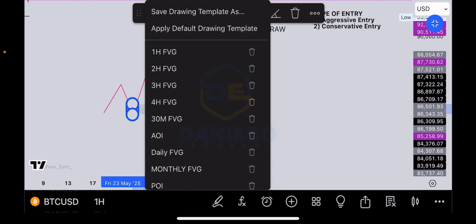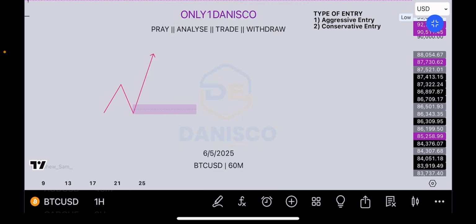Let me use this other color. Let's assume this is our POI, that is point of interest, where we are looking forward to either buy or sell from in a market. Now this is our POI and we are talking about aggressive entry.